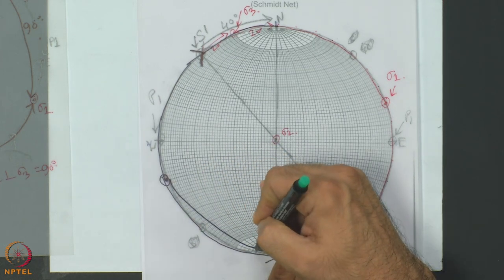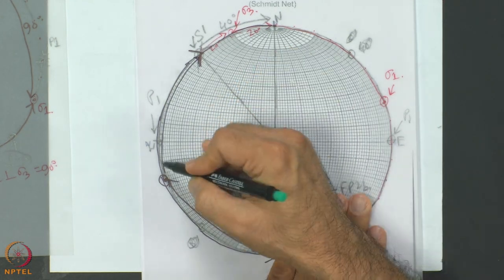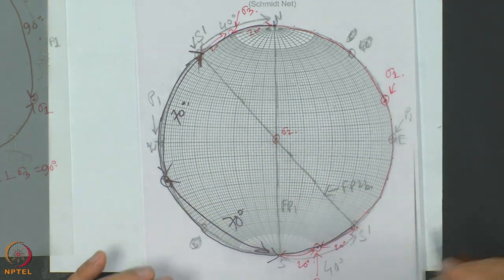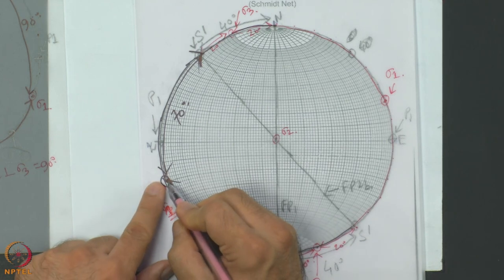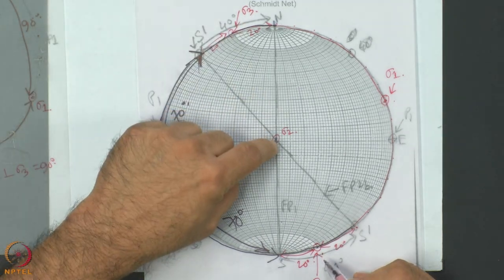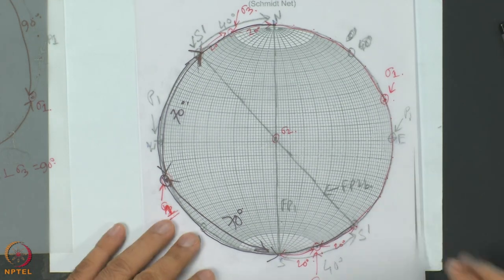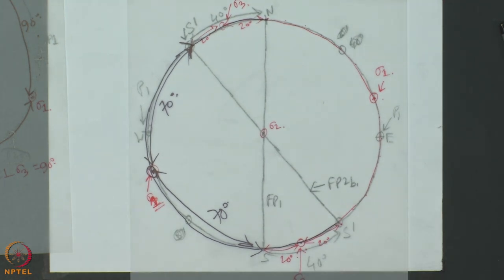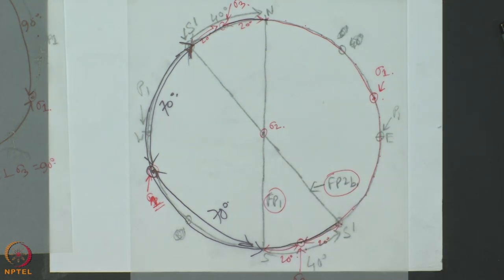That means this angle I have taken as 70 degree and this portion is 70 degree. So, what is that point I have obtained on the periphery? This is my sigma 1 point. So, you can see sigma 1 over here and there, and then the sigma 3 points over there, and sigma 2 is at the center. Now, if I want to see it removing the stereo net, this is the situation. In the case where we dealt with FP1 and FP2B, the principal stress axis orientations have been demonstrated.